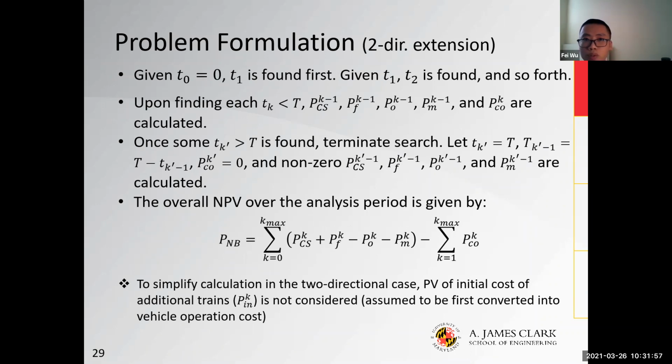So in this two-direction extension, using this constraint, we first determine the completion time of the first phase, and then of the following phases.